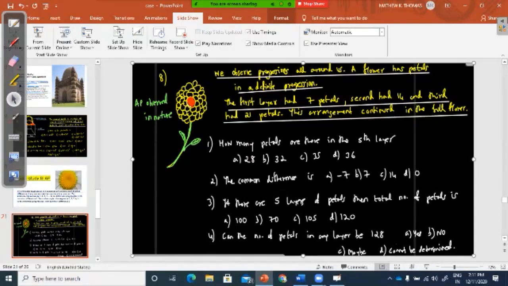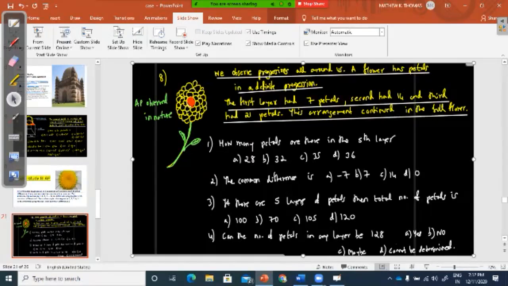Yes, absolutely right, 105. You can apply n by 2 (a plus l), or n by 2 (2a plus (n minus 1)d), or since the number of layers is less, you could have also added 7 plus 14 plus 21 plus 28 plus 35 physically and got the same answer. So there are many ways of doing it. Since it's an MCQ, the answer is important.